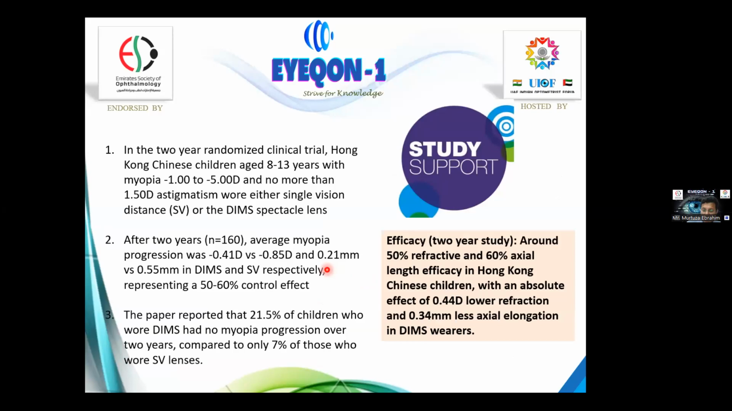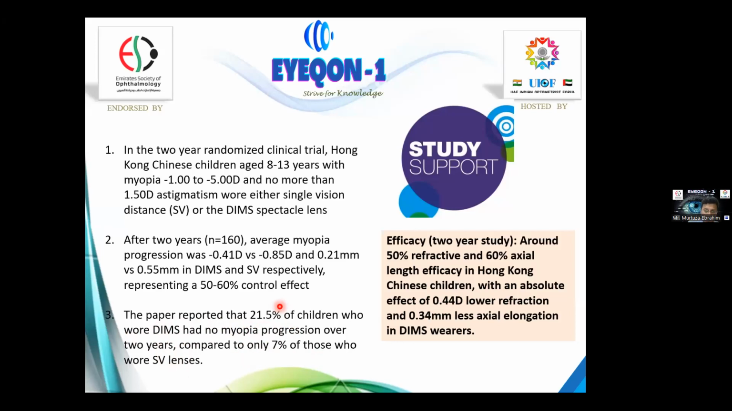Now let us see the efficacy. DIMS lenses have the longest trial data, with up to a 6-year study available, but what I have highlighted here is for 2 years. Around 50% refractive and 60% axial length efficacy was found in Hong Kong Chinese children, with an absolute effect of 0.44 diopter lower refraction. The paper also reported that 21.5% of children who wore DIMS had no myopia progression over 2 years, compared to only 7% of those who wore single vision lenses. So the efficacy with this lens is really good.